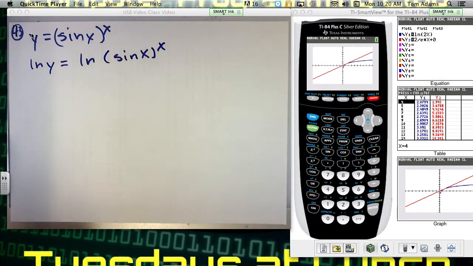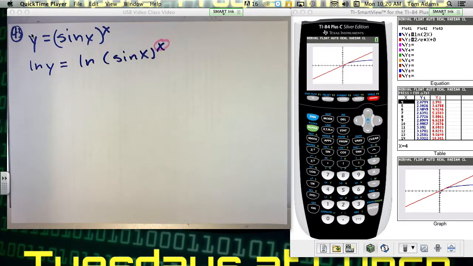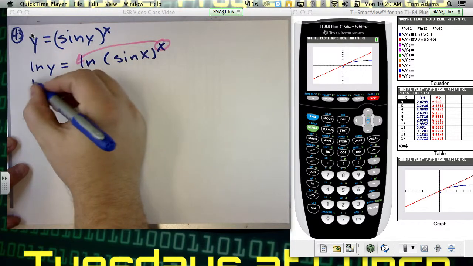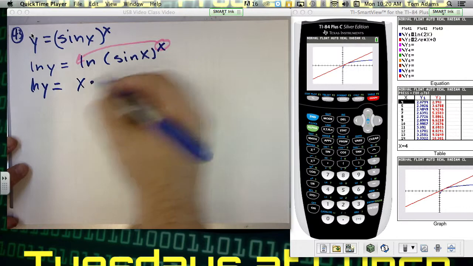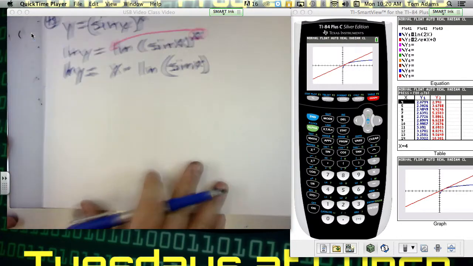Now, one of the properties of logs, if you remember, is that when I have something raised to a power, I could take that power and toss it to the front. So in the next step, I have the natural log of y is equal to x times the natural log of sine of x. Okay?